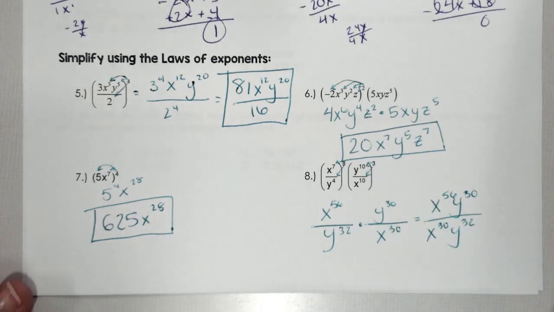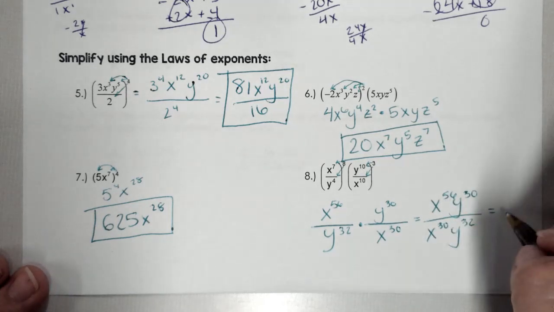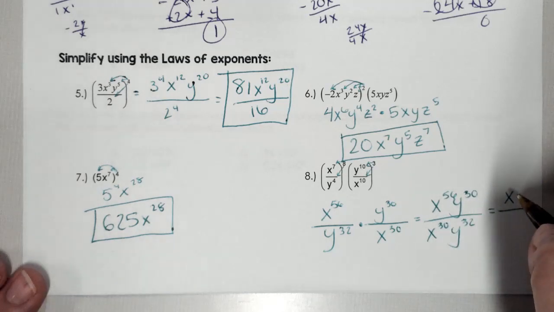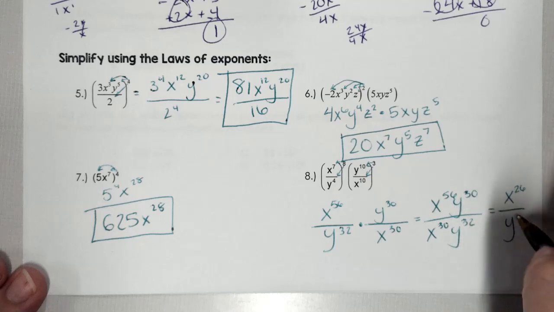And now we're technically dividing, so we simplify. Well, there's more x's on top with 56 and 30 on bottom, so x on top. 56 minus 30 is 26. And there's more y's on bottom. 32 minus 30 is 2.